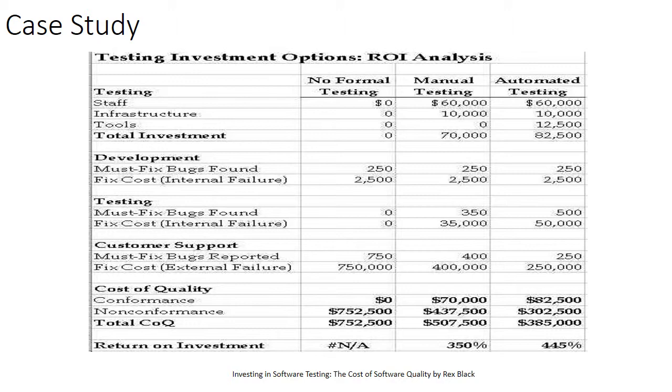In case of manual testing, we can find 350 bugs during testing, whereas it is 500 in the case of automated testing. This proves that automated testing is more reliable than manual testing, and as a result we find more bugs after the software is released into the market in case of manual testing. This is the reason why there is more return of investment in case of automated testing than manual testing.